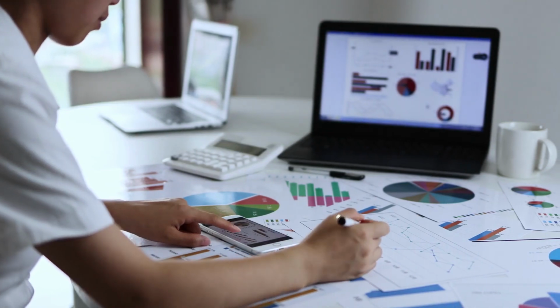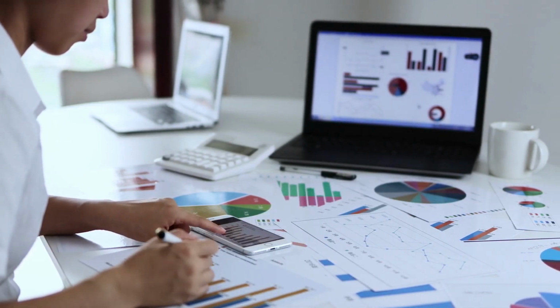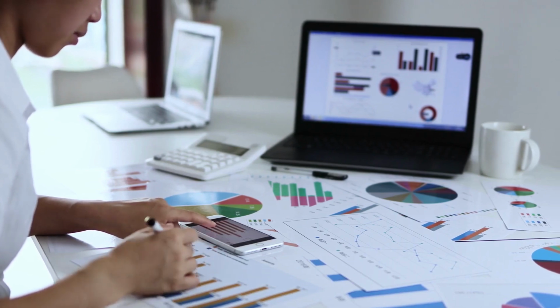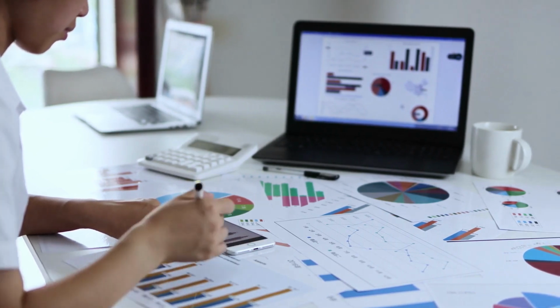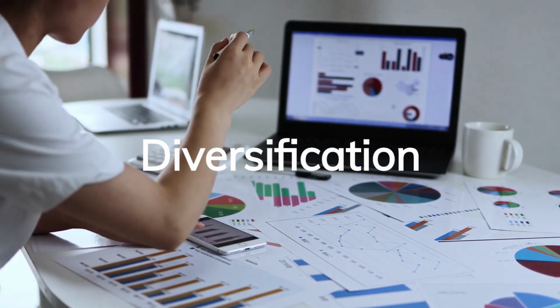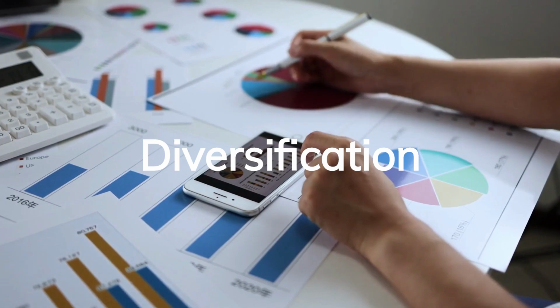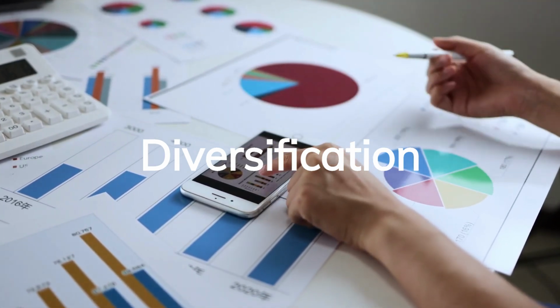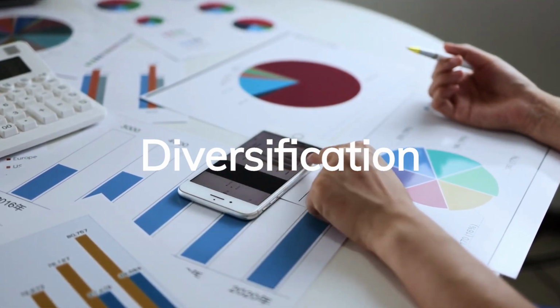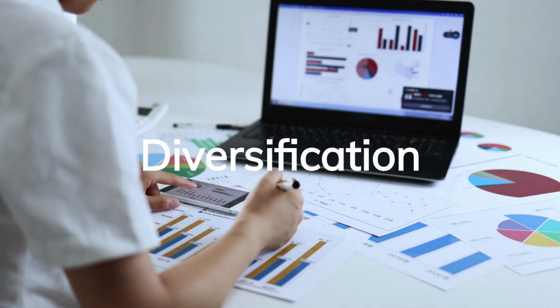Now that we understand what a lost decade is and what causes it, let's talk about how to prepare. Here are some strategies you can employ. 1. Diversification. Don't put all your eggs in one basket. Spread your investments across different asset classes like bonds, real estate, and international stocks to mitigate risk.